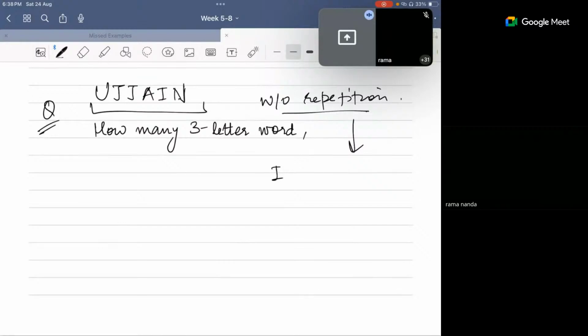Can you solve this? Can you give me the approach? How will you solve this? You have understood the question. You have to just make a three-letter word without repetition, and whatever the three-letter word that you are making can be with or without meaning. That is not our concern. The only concern is that the word is without repetition, and I is one of the alphabets in each of the words that is formed. So you'll have to just fix one place.